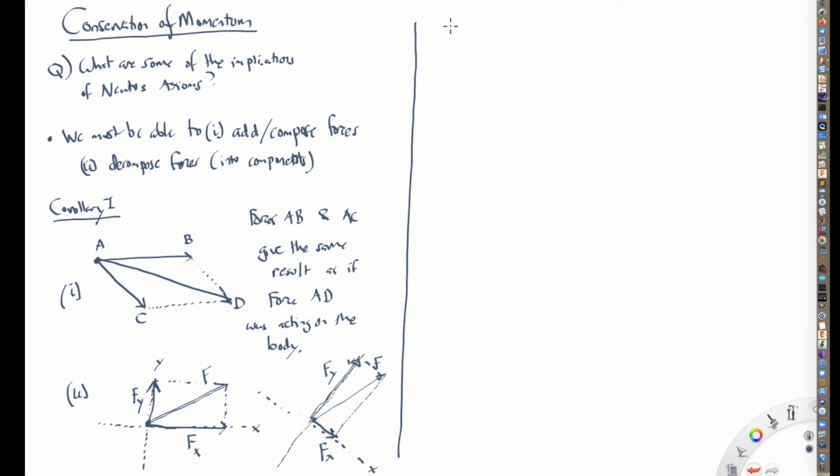Okay, let me say something else here. This is about his Corollary 2. I'm not going to spend a lot of time on this, although he does. And the point of this, which is sometimes called Newton's wheel, is that we can figure out all of the forces that are acting on something in a very complicated situation.